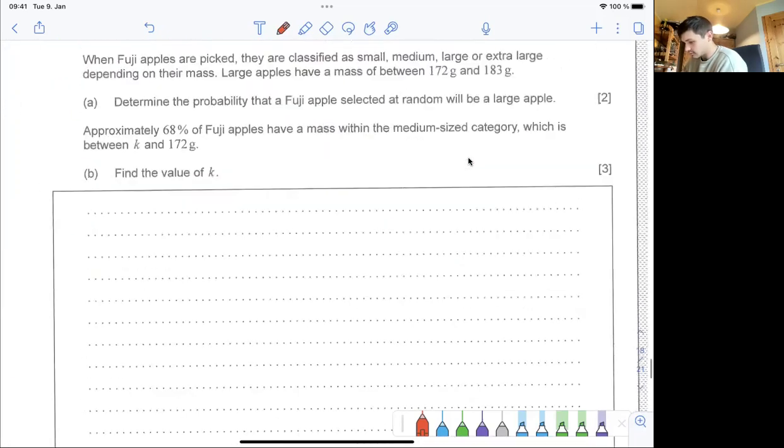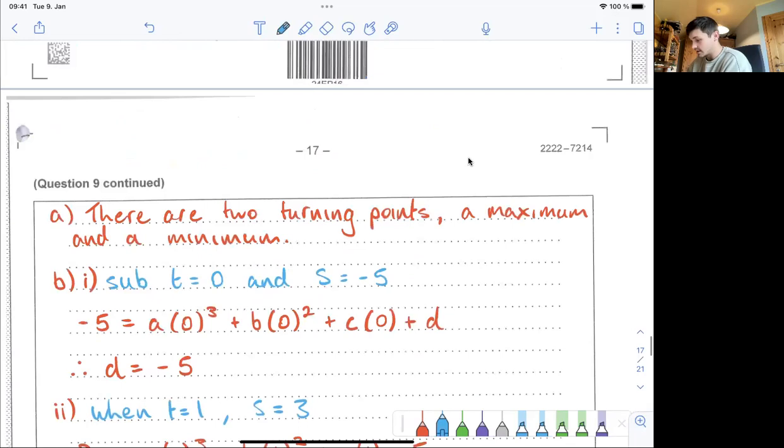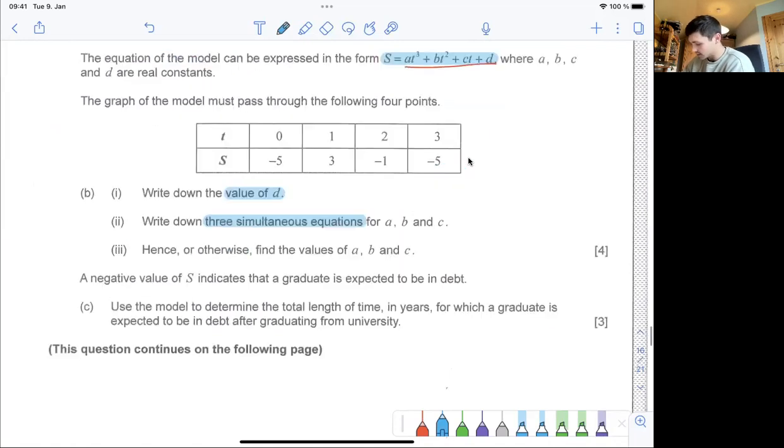Am I going to run out of room? Most likely. We can add a new page there. That's right. And then now let's find our third one. Okay, so this is going to be when T is equal to 3 and S is equal to -5. All right, so let's bring that down.